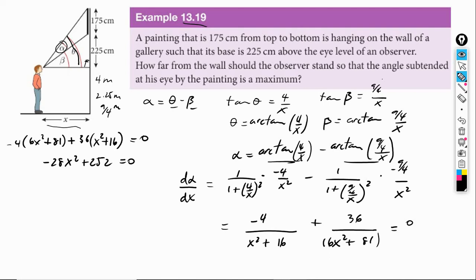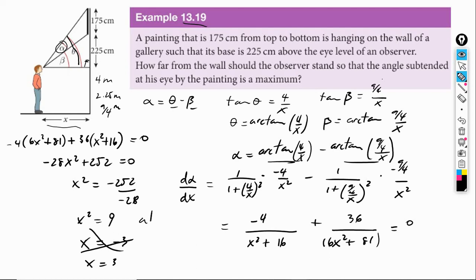If we do x squared equals minus 252 over minus 28, we're going to get that x squared is equal to 9. Okay, so this has two solutions, right? It has a solution that is x equals negative 3 and x equals 3. But because we're talking about distance, we take x equals 3. Let's test some values that are before 3 and after 3 in order to verify that this is actually a maximum.